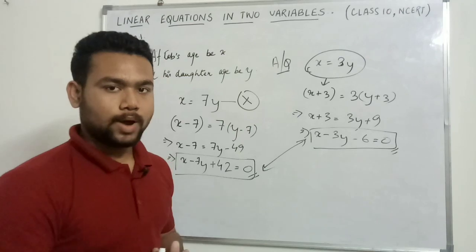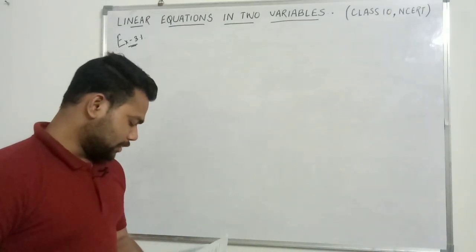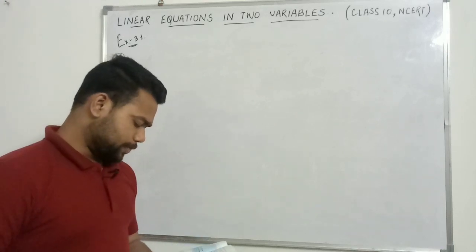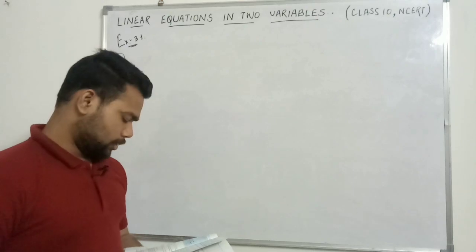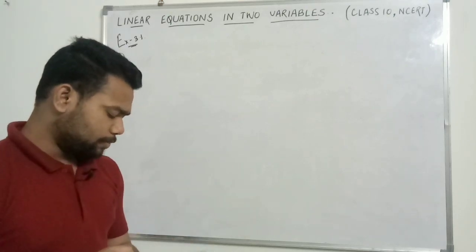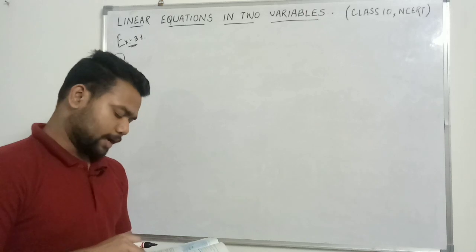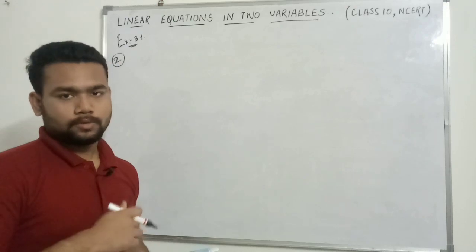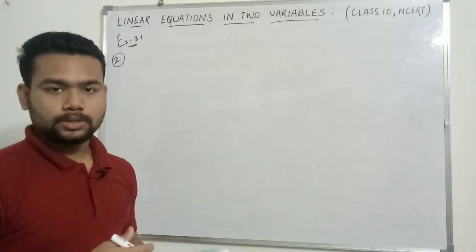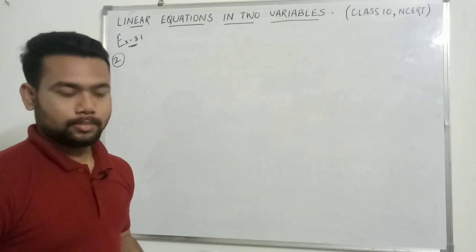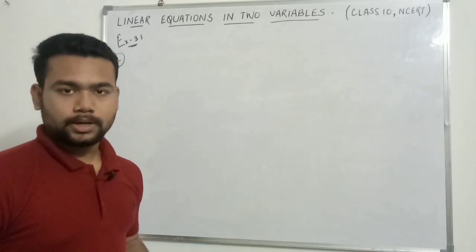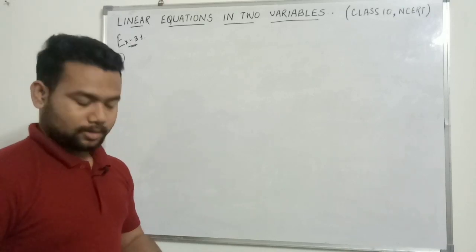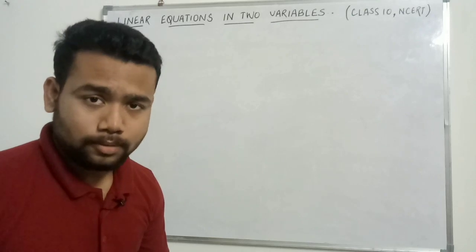So let's go for the second one. Our second question is: the coach of a cricket team buys 3 bats and 6 balls for rupees 3900. Got it? Later on, she buys another bat and 3 more balls of the same kind for rupees 1300. Like the previous one, we need to convert the whole question into equations, in algebraic form as well as graphical form. Got it? The graphical form will be your homework. So let's go for the algebraic form.